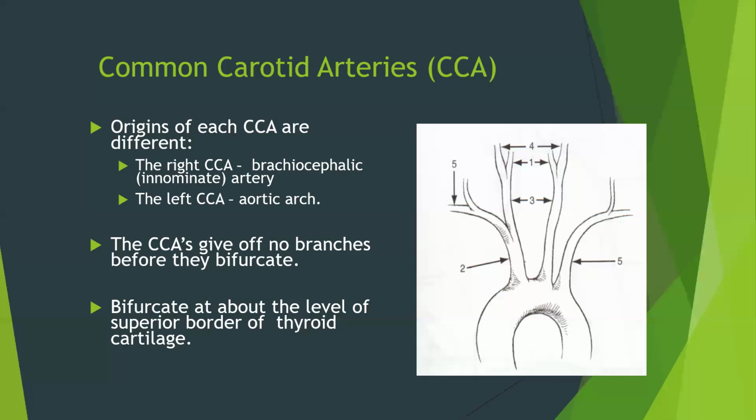The bifurcation is at about the level of the superior border of the thyroid cartilage here. But it's important to note when you're scanning where the bifurcation is, and this can help with carotid endarterectomies, especially when they're cutting down. If you note that bifurcation is a little bit higher than normal, that can help the vascular surgeon understand, okay, this cut may not be as easy as I thought it would be. So maybe we have to go a different route as far as surgery goes. So just a couple things to keep in mind there.